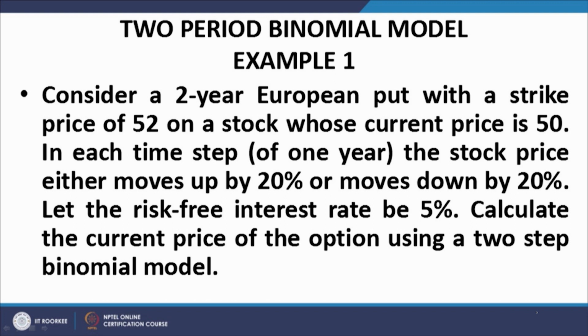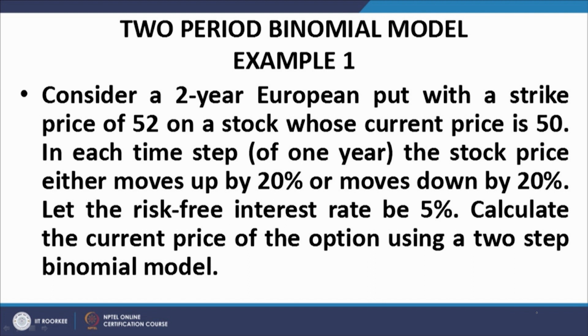Consider a 2-year European put with a strike price of 52 on a stock whose current price is 50. In each time step of 1 year, the stock price either moves up by 20% or moves down by 20%. Let the risk free interest rate be 5% per annum continuously compounded. Calculate the current price of the option using a two-step binomial model.